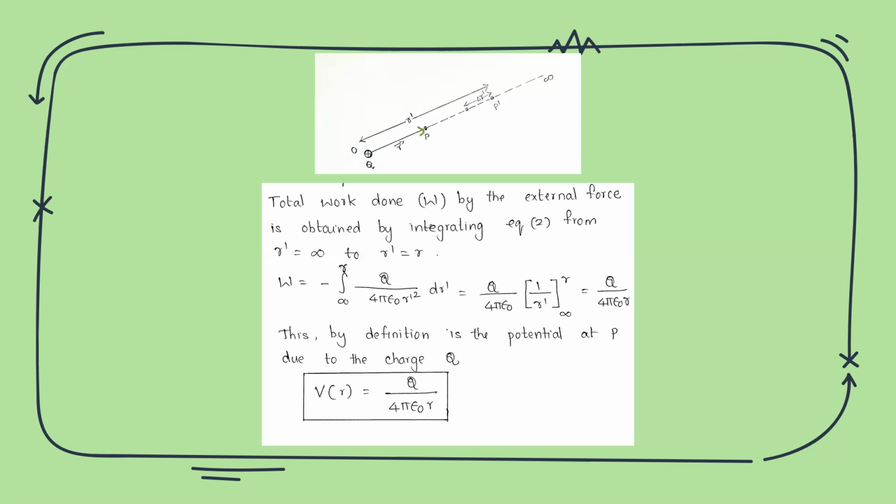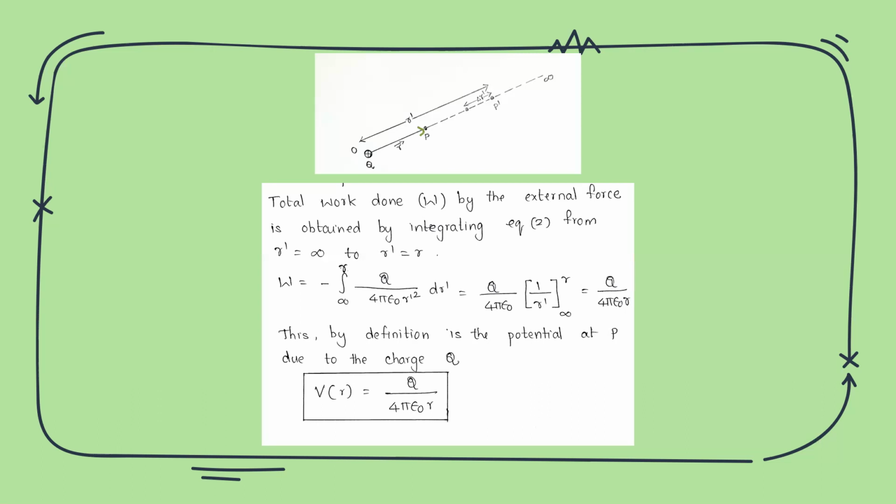Therefore, W is equal to minus integration, lower limit infinity, upper limit R, of Q divided by 4 pi epsilon naught R dash square dR dash. So take out the constants which cannot be integrated, that is Q by 4 pi epsilon naught. You will take them out and you will get integration of dR dash by R dash square. I hope you all know the integration.